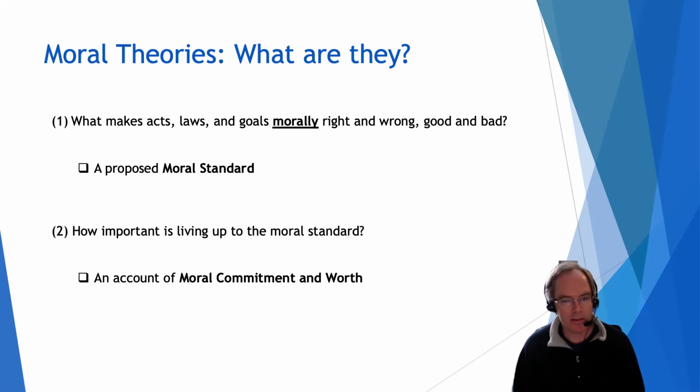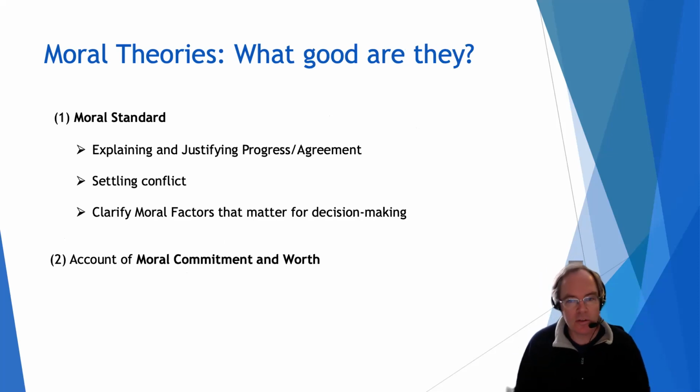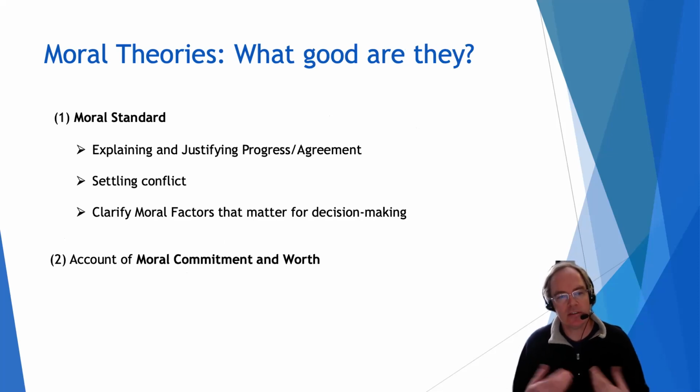The second thing moral theories will do is give you some insight into how important it is to live up to a moral standard. We've asked these questions: you could decide what morality requires, and there's the other question of how moral you want to be. Moral theories typically want to help you think about that problem, and they'll give you some proposed answer to it. They'll also talk about what's called moral worth. The moral standard a theory gives you is one reason you might want a theory: what are they good for? They could explain and justify your assumptions about progress.